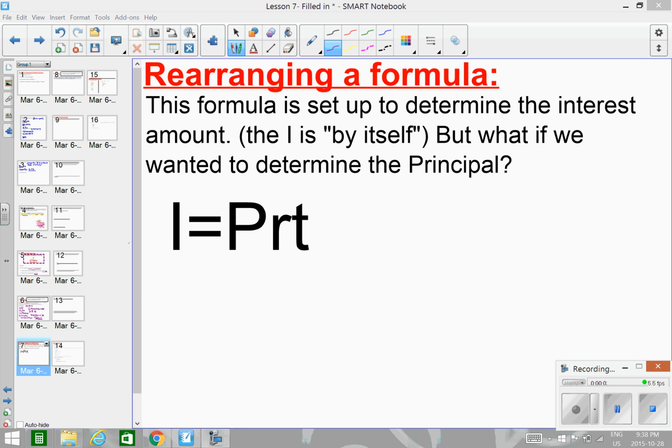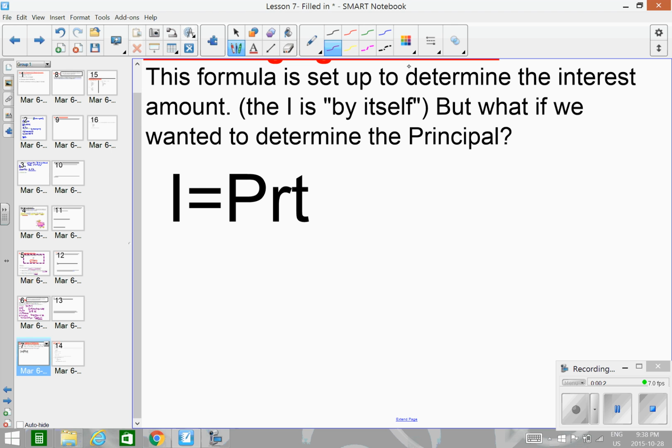So we just did an example involving simple interest, solving for the amount of interest, solving for I. But what if we wanted to find something else out? Say we wanted to determine the principal. There's a couple different ways we can do this. I'm going to show you two different ways. The first way is we can rearrange the formula to get whatever we're looking for by itself.